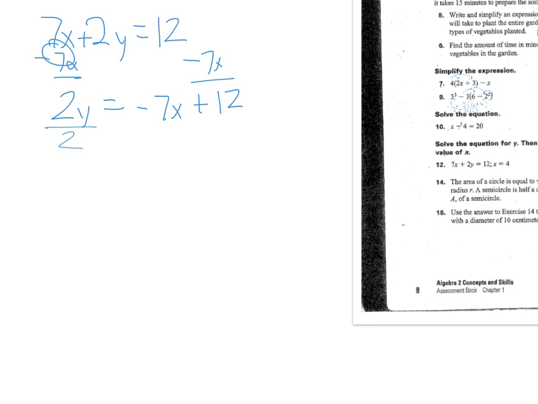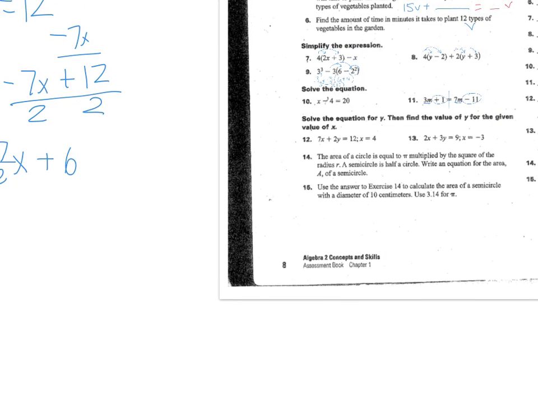And then I got to divide by 2. But you're dividing by 2 to everything. So you get y equals negative 7 over 2x plus 6. So now they gave me a value of x is 4. So now you just want to plug in 4 for this, work this whole side out, and get your y. So that's what you got to do here in 12 and 13.